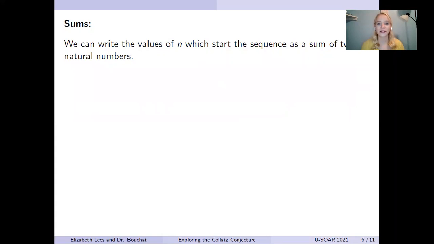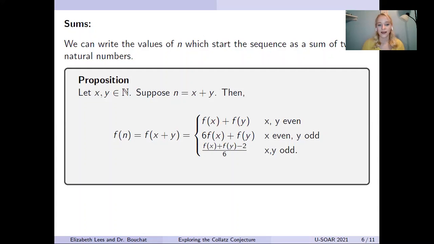We can write these starting values of n as a sum of two natural numbers. When we do that, we can just say let n equal x plus y. When x and y are both even, f of n is just f of x plus f of y. When one is even and one is odd, then it's f of x plus f of y over 6. And when they're both odd, it's f of x plus f of y minus 2, all over 6.